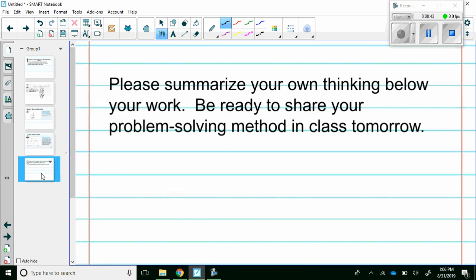Next, I want you to think about your work and how you solved it. Did you solve it with the standard algorithm, like I did and the first student? Or did you use partial products like the last student? Or maybe you did a completely different way. Either way, hopefully you did your best work, you showed your work, and be ready to summarize your thinking and write it in your notebook to share tomorrow in class.